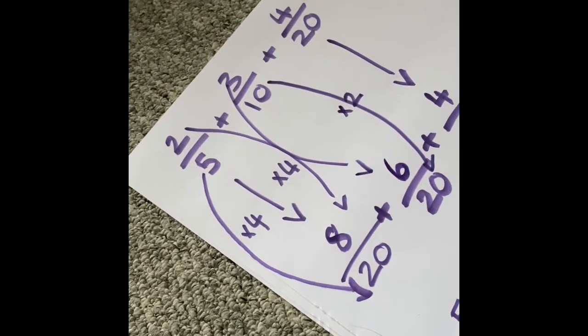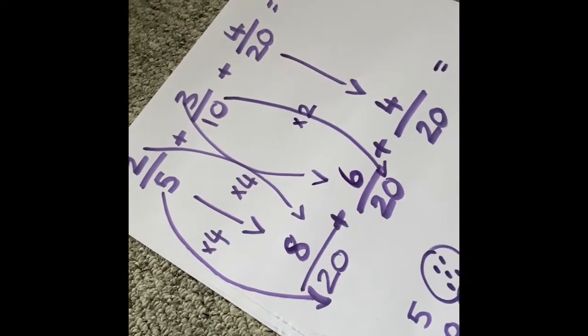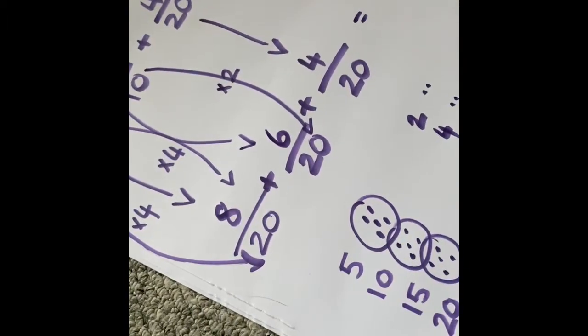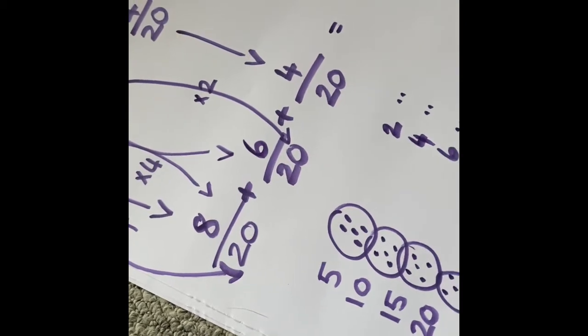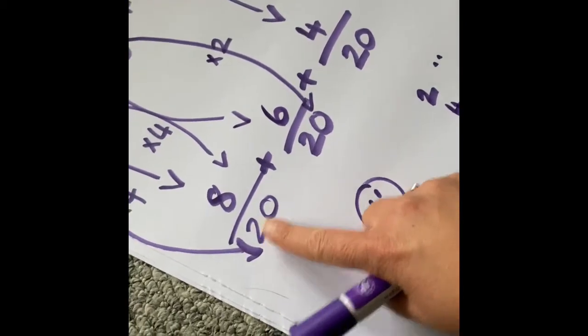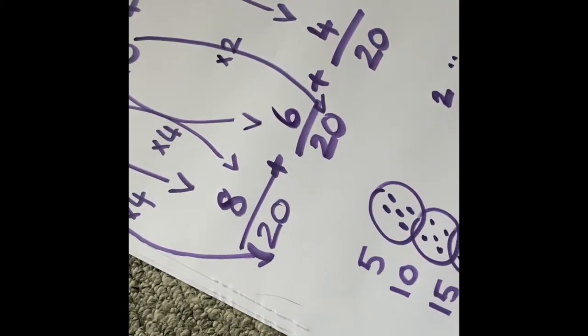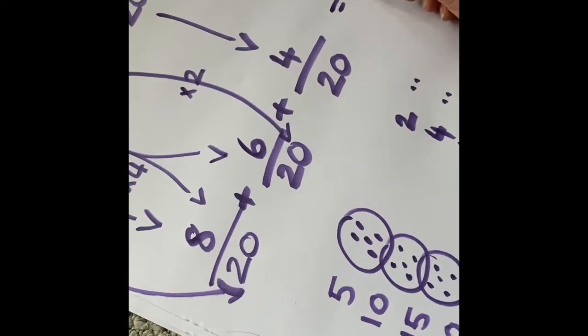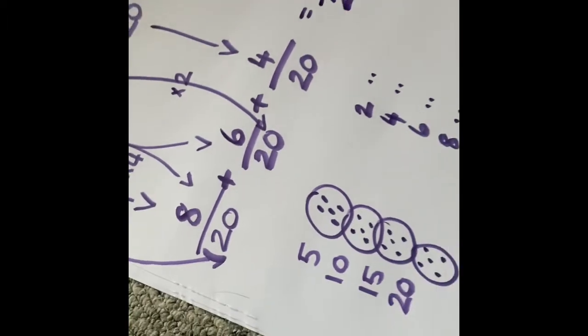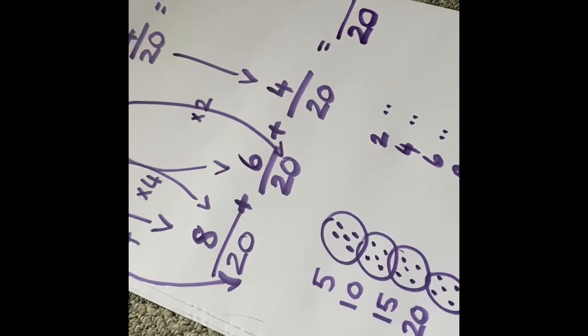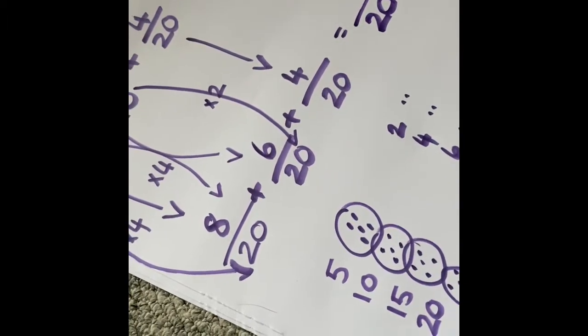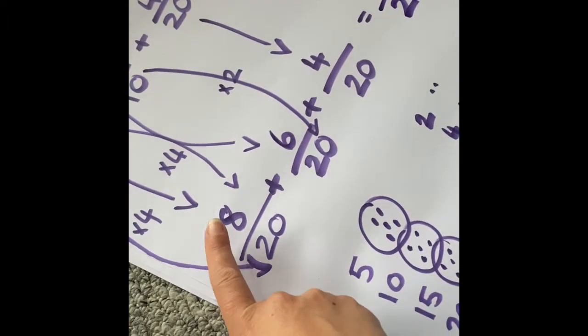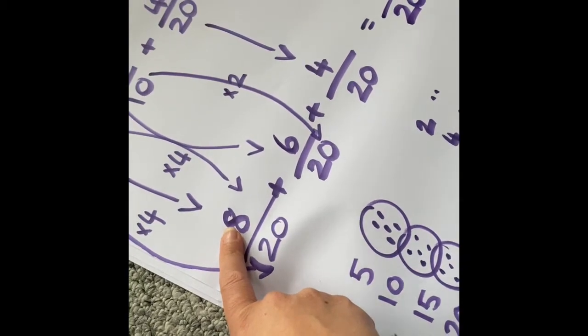So now I don't have 2/5, 3/10 and 4/20. I have 8/20, 6/20 and 4/20. These all now have the same denominators. They're all 20ths and I can add these up. Now before I remember telling you to put the highest number in your head that you can count on.